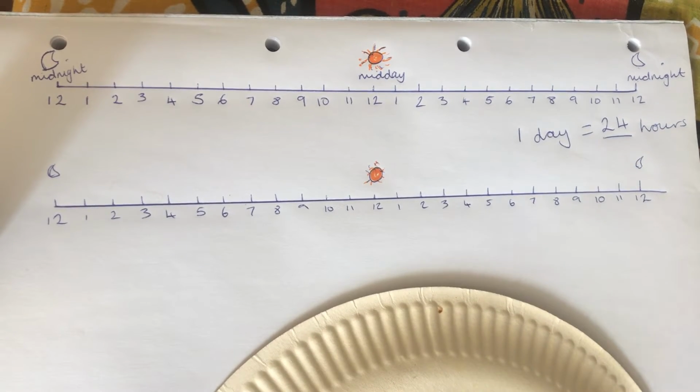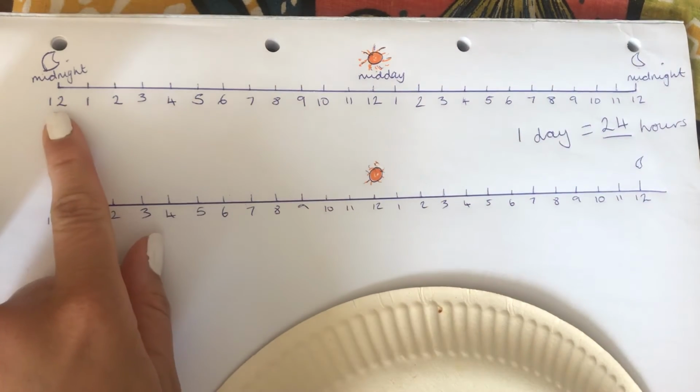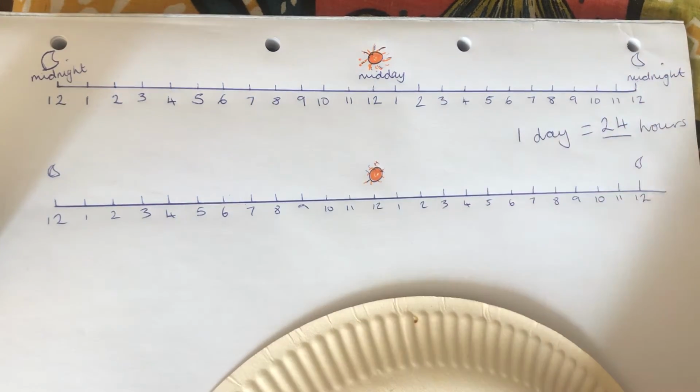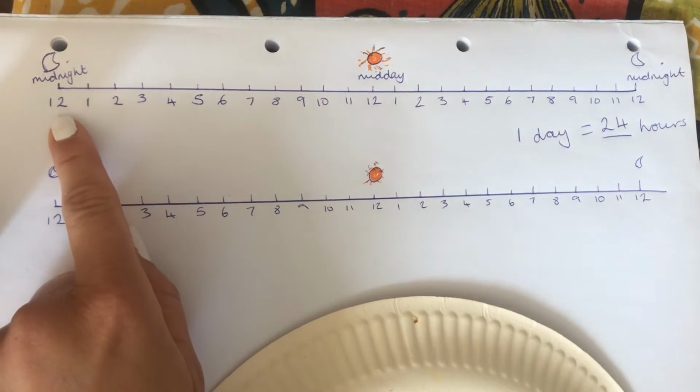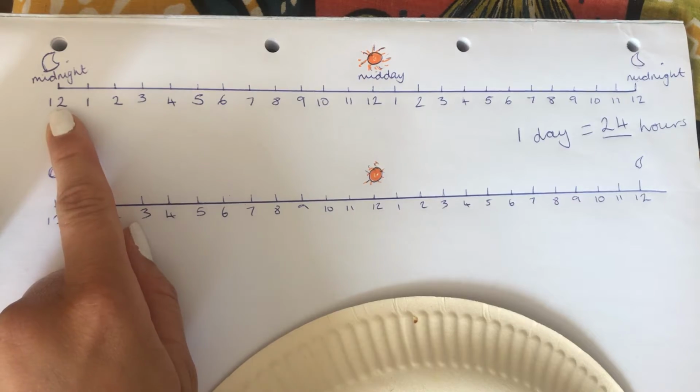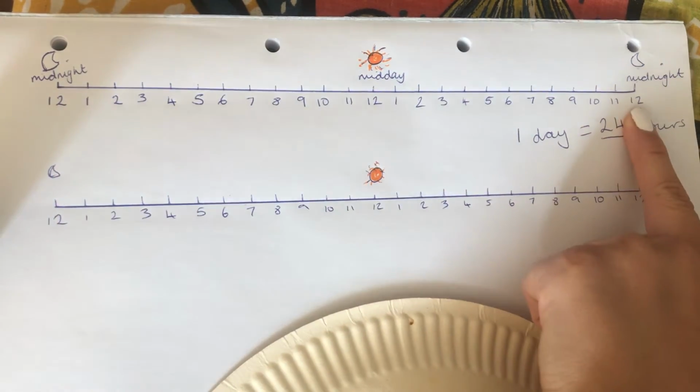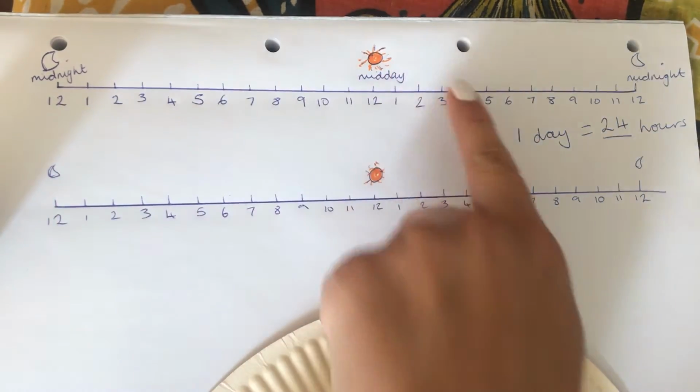So from yesterday's lesson, we looked at our timeline, didn't we? And we worked out that there were 24 hours in a whole day. And the day starts at midnight, at 12 o'clock, just gone 12 midnight. And it finishes also at 12 midnight, okay? So we know there's 12 hours in a day.